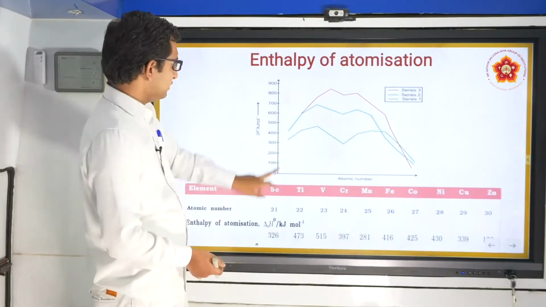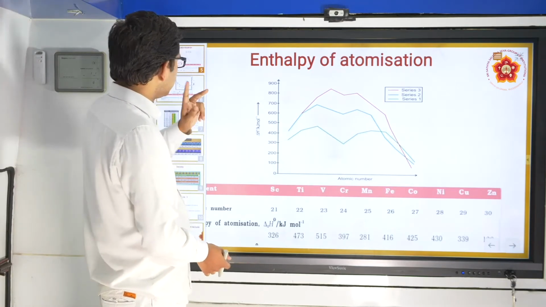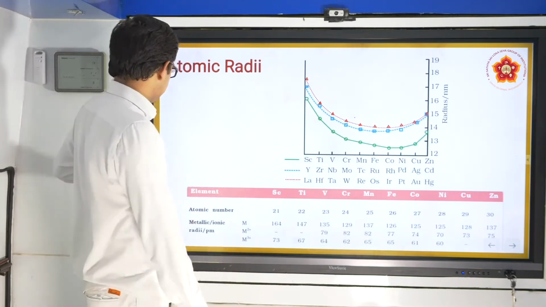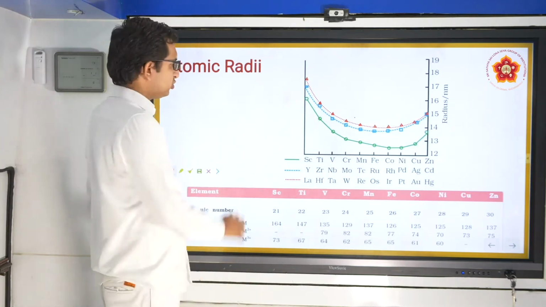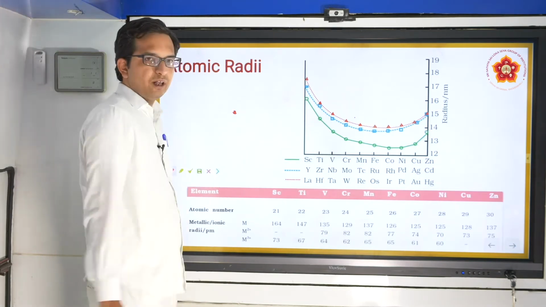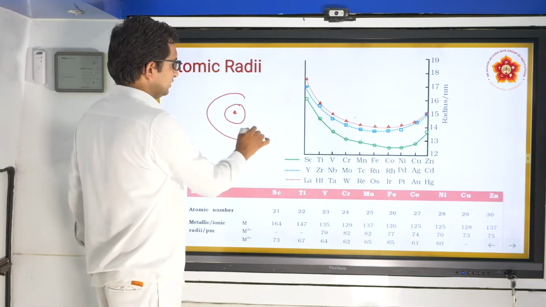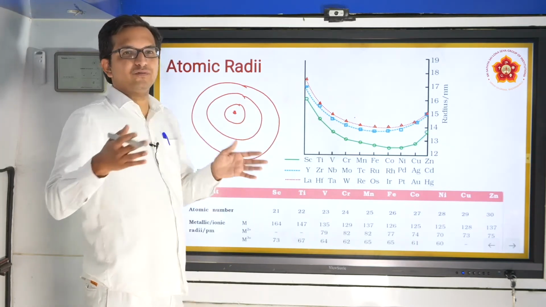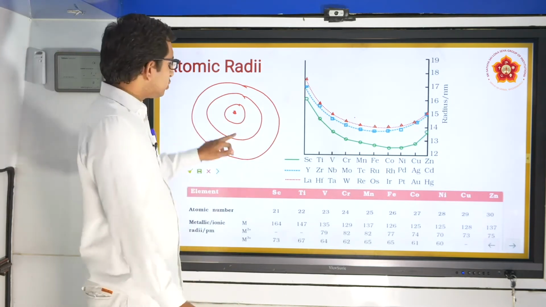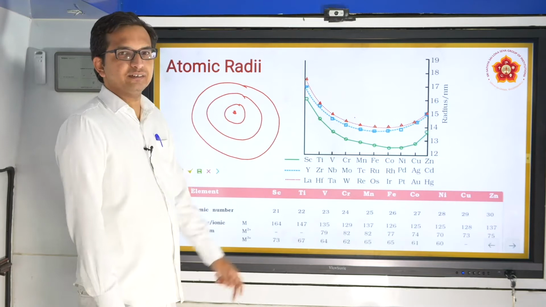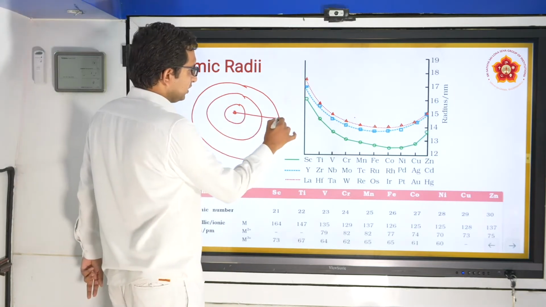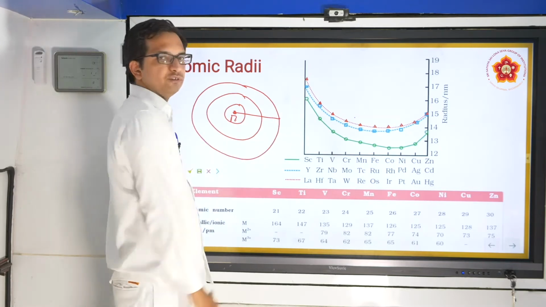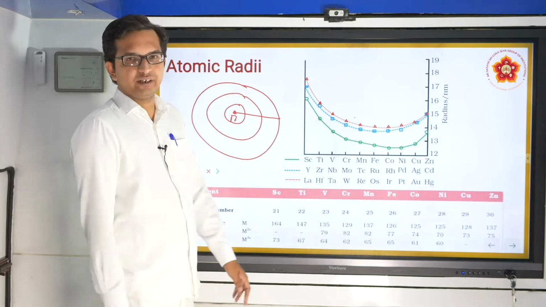Moving further now from this enthalpy of atomization, let's now talk about the atomic radii. What is atomic radius? That's the first thing that we need to know. Again, a revision of sorts: if this is the nucleus and suppose we have an atom with around 3 orbits or so, the radius is nothing but half of the diameter of that circle. In the same way, if you consider an atom as a circle, the distance between the central nucleus and the outermost electron which is present, we can call that the atomic radius.